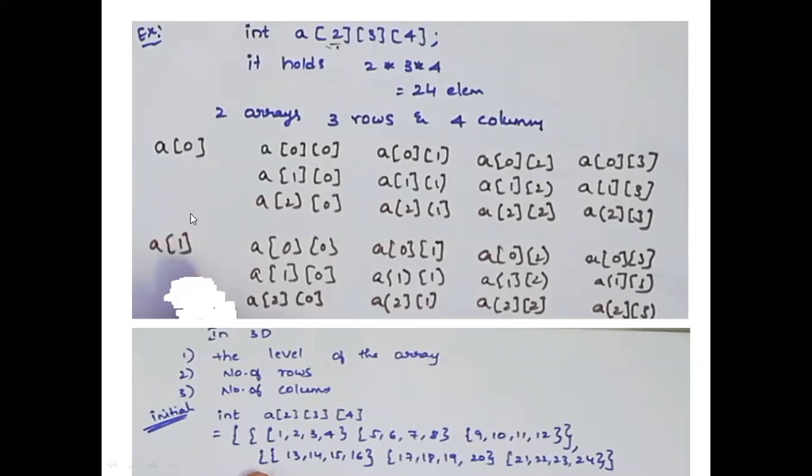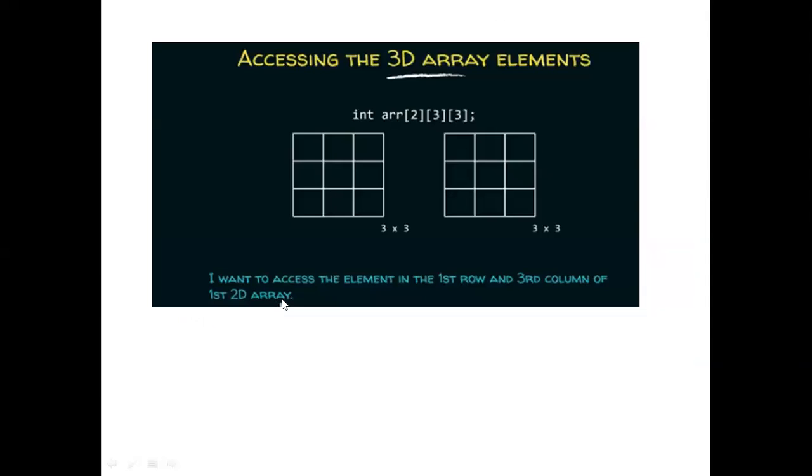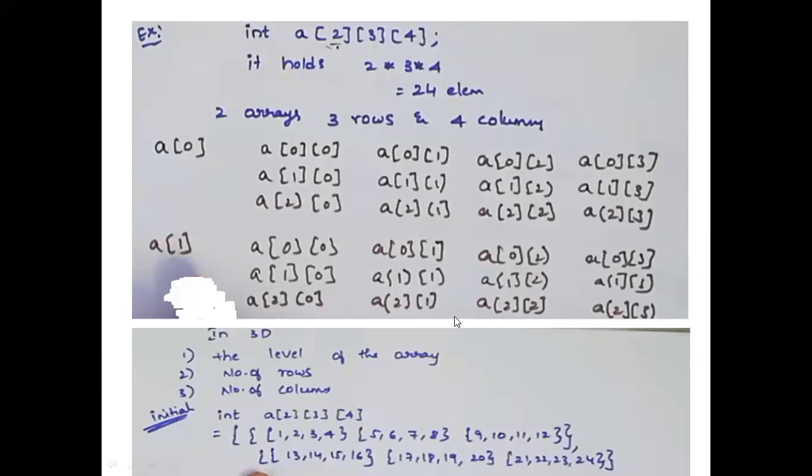First index is a of 0 or a of 1. If the first index is a of 1, then what are the combinations of second and third indices? You can see on the screen where the mouse is scrolled: 0 0, 0 1, 0 2, 0 3, 1 0, 1 1, 1 2, 1 3, 2 0, 2 1, 2 2, 2 3. This is the best example to understand.